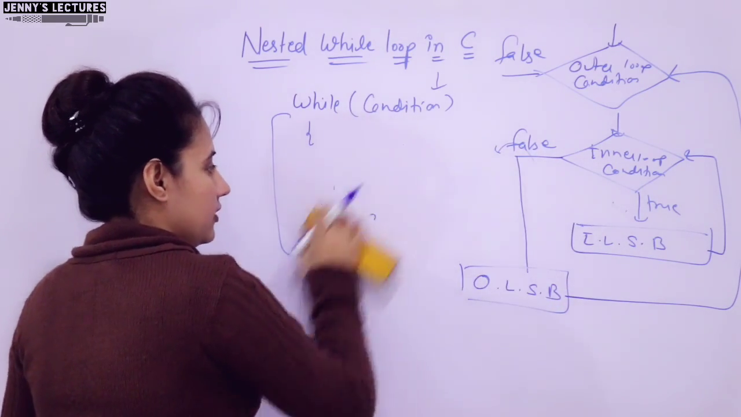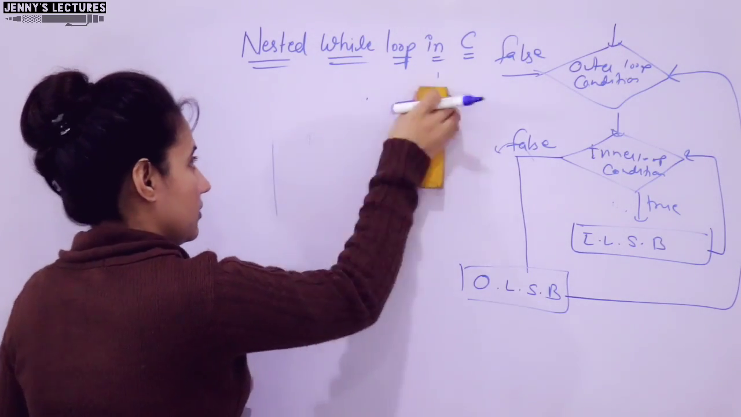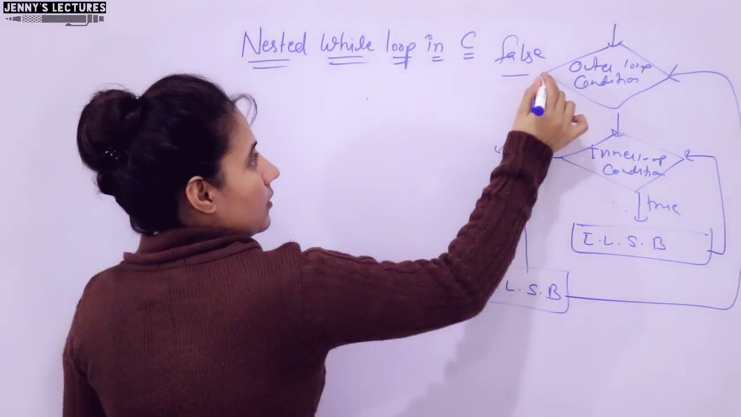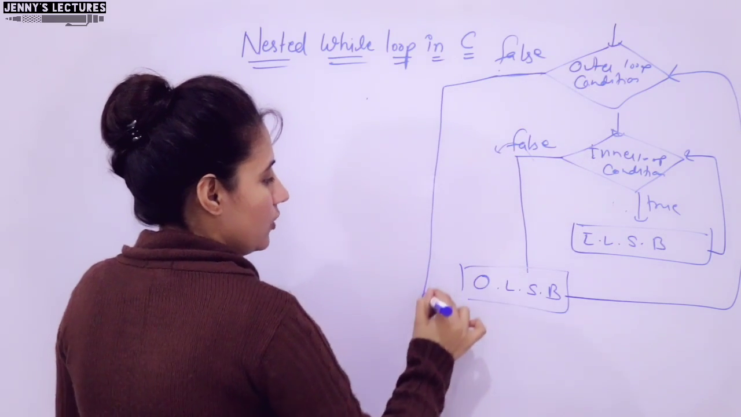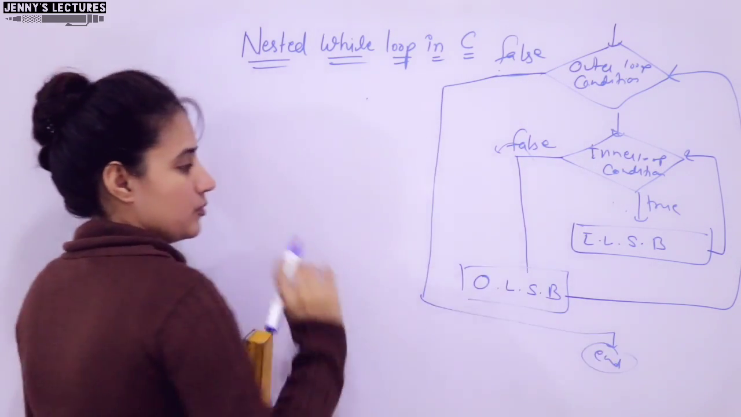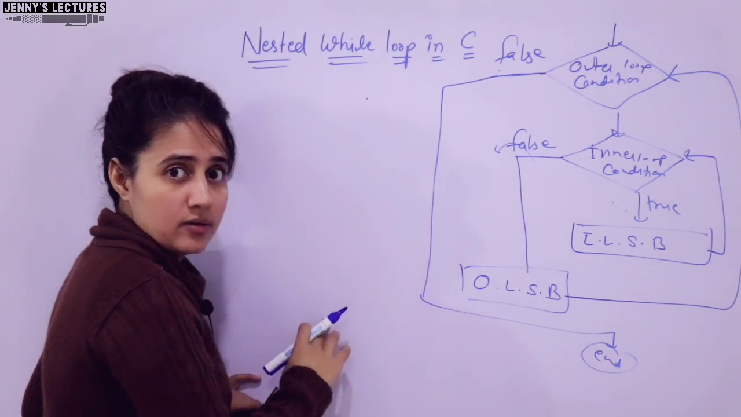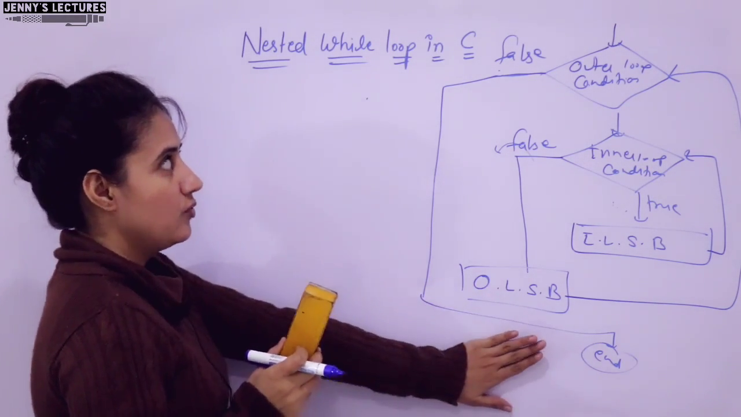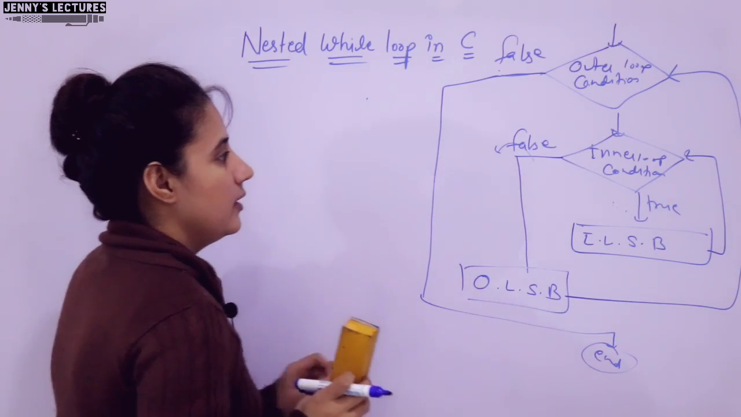I hope you have noted down the syntax. I am just rubbing it out. So if this is false, then control will go here, you can say end or exit, or whatever statement you write in the syntax, statement XOR, ABC, right? So this is the flow chart of this nested while loop, right?